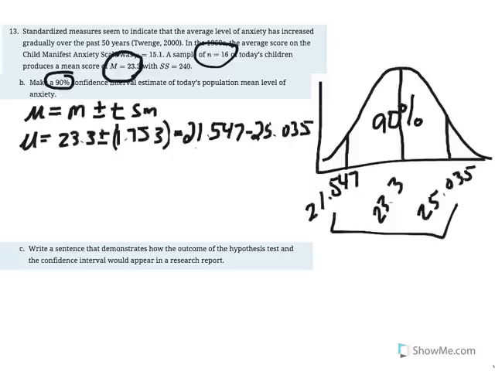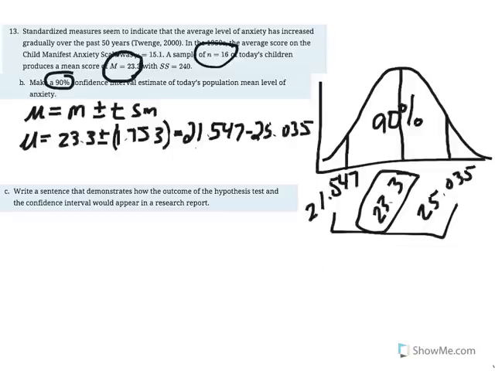Again, it's based on the sample, right, that proved to be statistically significant. That's the kind of the default and a good representation of the, in some cases, treated population, but in this case, the current day anxiety levels, given the fact that this value was statistically significant. So we're 90% confident that today's population anxiety level ranges between 21.547 to 25.035 based on the sample mean of 23.3.